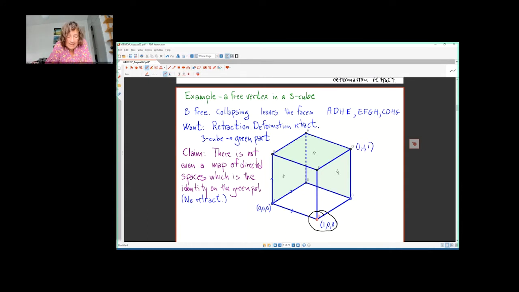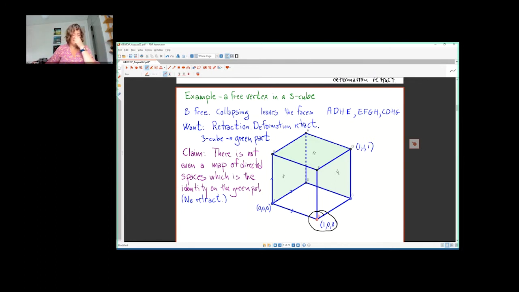And my claim is that in a directed way, there's not even a retraction. So you want a deformation retract, but let's just look at the map you want in the end. So there's not even a map of directed spaces from the full cube here to the green part here, these 3 faces. And then we don't have to talk about what we would mean by a directed homotopy, because if there's no map, then there's no map. So why is there no map there? Well, let me show you.